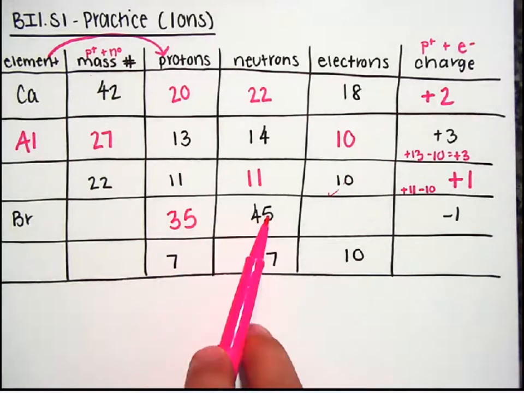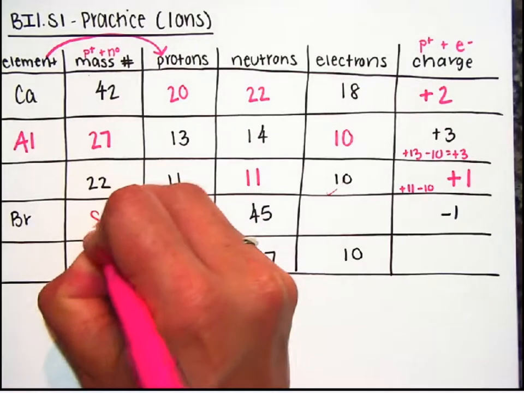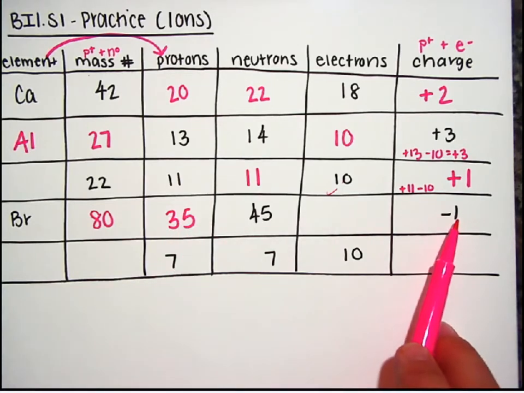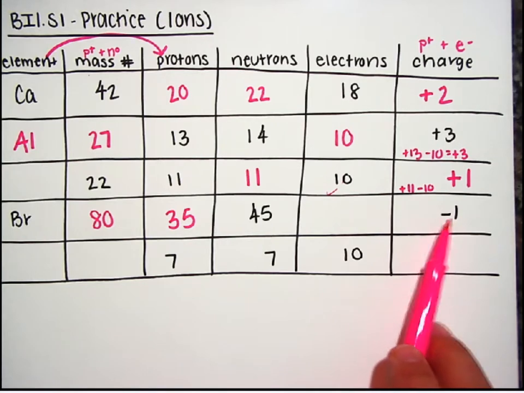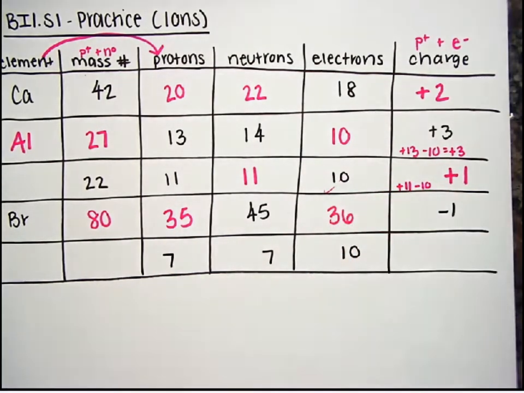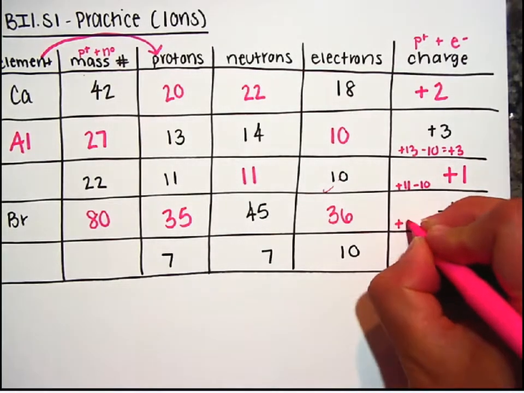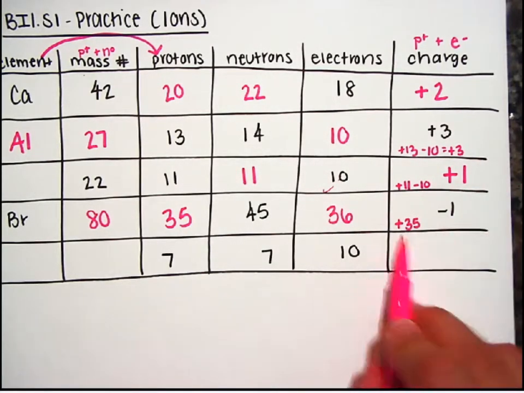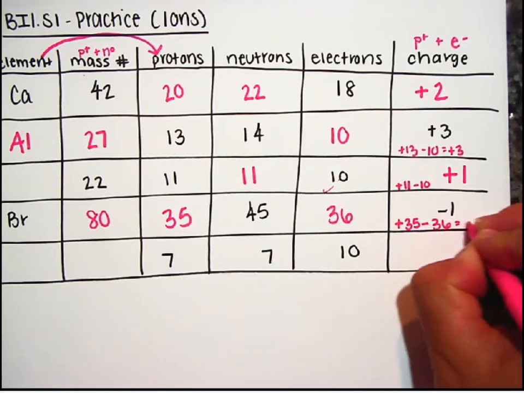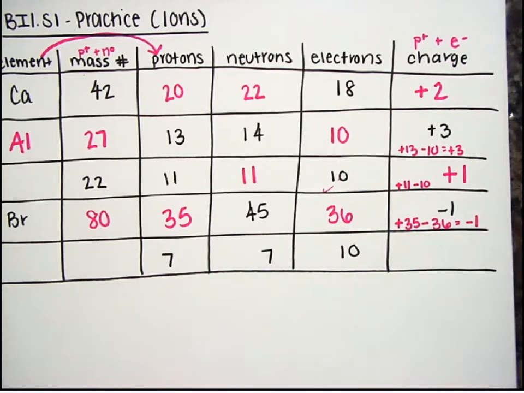Protons plus neutrons equals mass number. I have 35 protons and my charge is negative 1. Since it's negative, that means I have 1 more electron because electrons are negative. So if I have 35 protons, I must have 36 electrons. Again, we can check. 35 protons, I have 35 positives, 36 electrons, 36 negatives. That gets me to my net charge of negative 1.